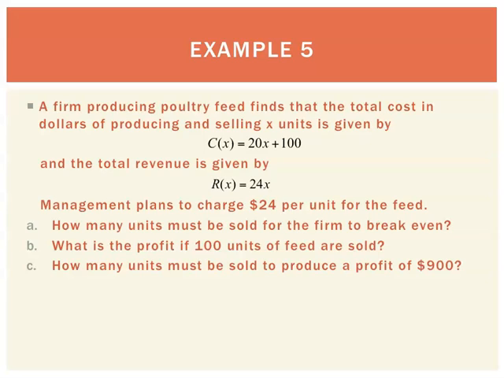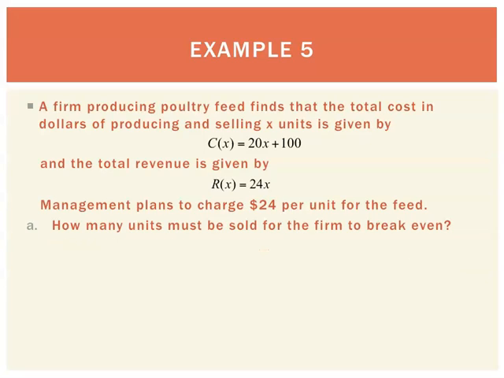A firm producing poultry feed finds that the total cost in dollars of producing and selling x units is given by C of x equals 20x plus 100. And the total revenue is given by R of x equals 24x. Management plans to charge $24 per unit for the feed. That's actually what the revenue is showing us, 24x. Part A, how many units must be sold for the firm to break even? B, what is the profit if 100 units of feed are sold? And C, how many units must be sold to produce a profit of $900?